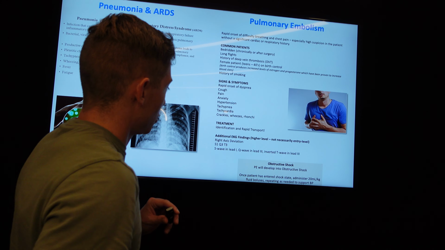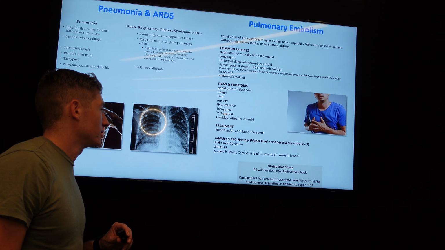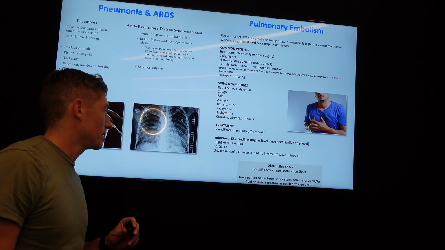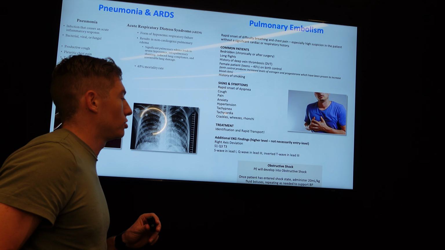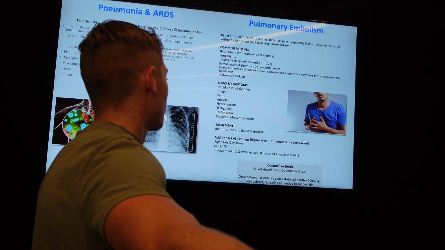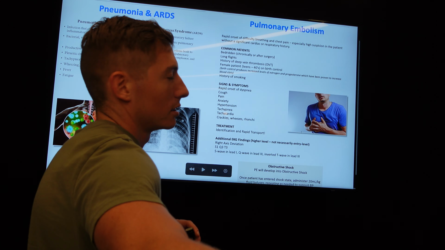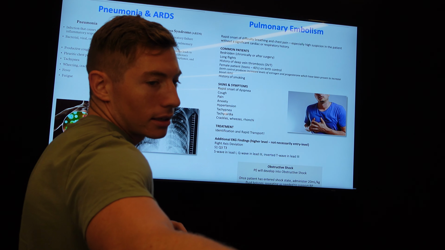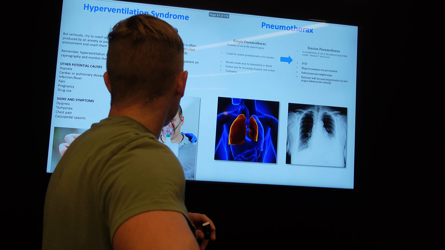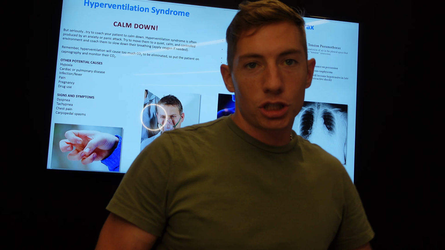Once the patient's entered a shock state, we want to administer 20 milliliters per kilogram fluid bolus, repeating as needed to support blood pressure if they have obstructive shock. And I think that's probably a good stopping position for now.